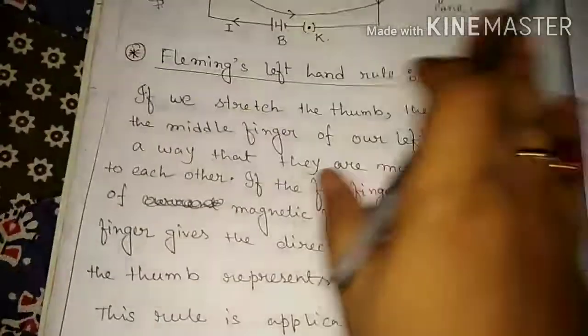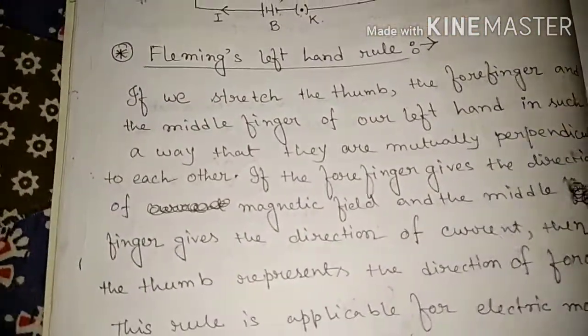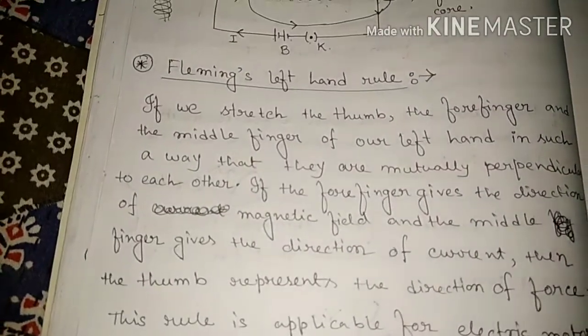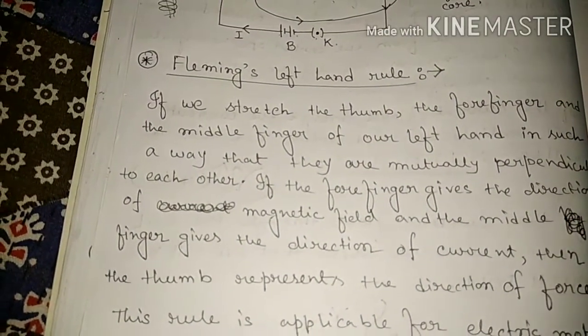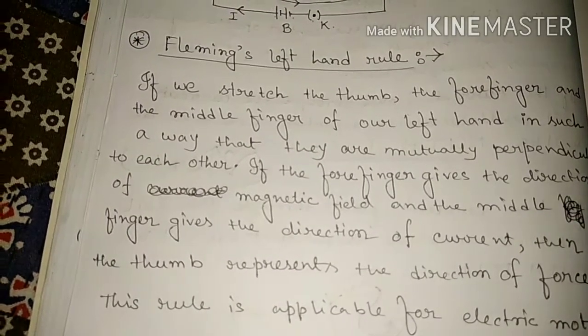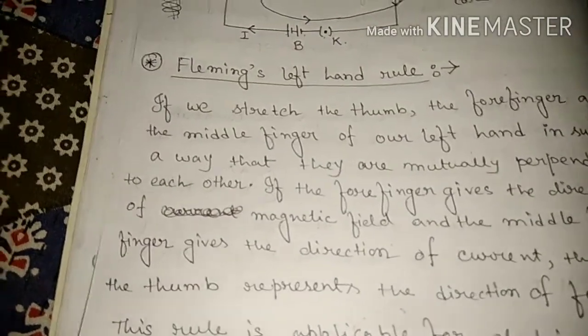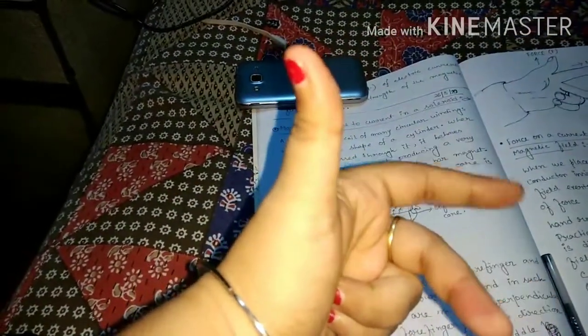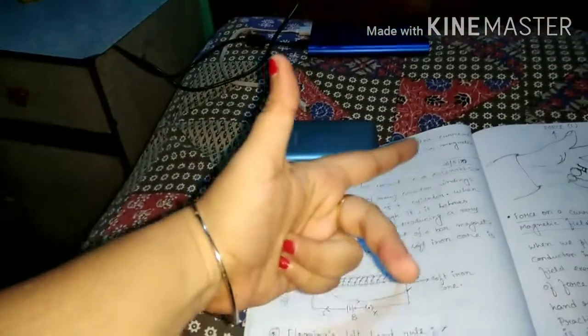So what is Fleming's left hand rule? Fleming's left hand rule states that if we stretch the thumb, forefinger and middle finger of our left hand in such a way that they are mutually perpendicular to each other. So this is my left hand: thumb, forefinger, middle finger. We stretch these three this way. The angle between the thumb and forefinger is 90 degrees, forefinger and middle finger 90 degrees, and thumb and middle finger also 90 degrees. So we stretch them like this.